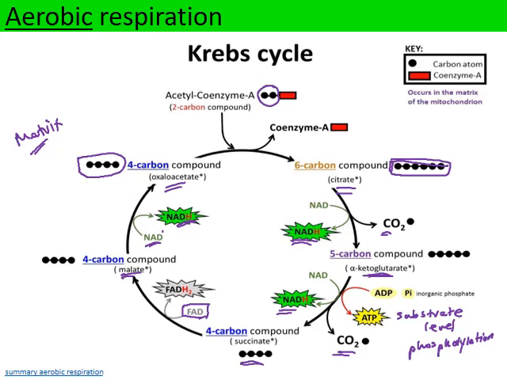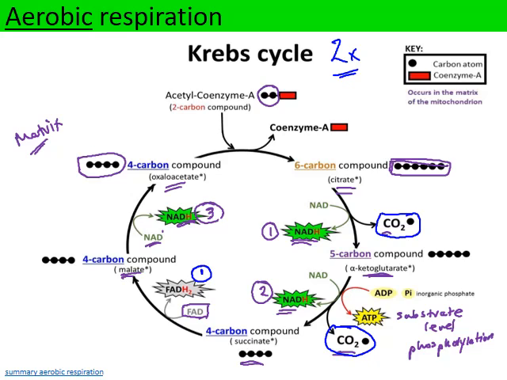So from the Krebs cycle, we have 1, 2, 3 reduced NAD. We have a single reduced FAD, and we have 1, 2 carbon dioxide molecules being formed. Now, because the Krebs cycle goes around twice per glucose, essentially 4 carbon dioxide molecules are being released per glucose in this series of reactions.